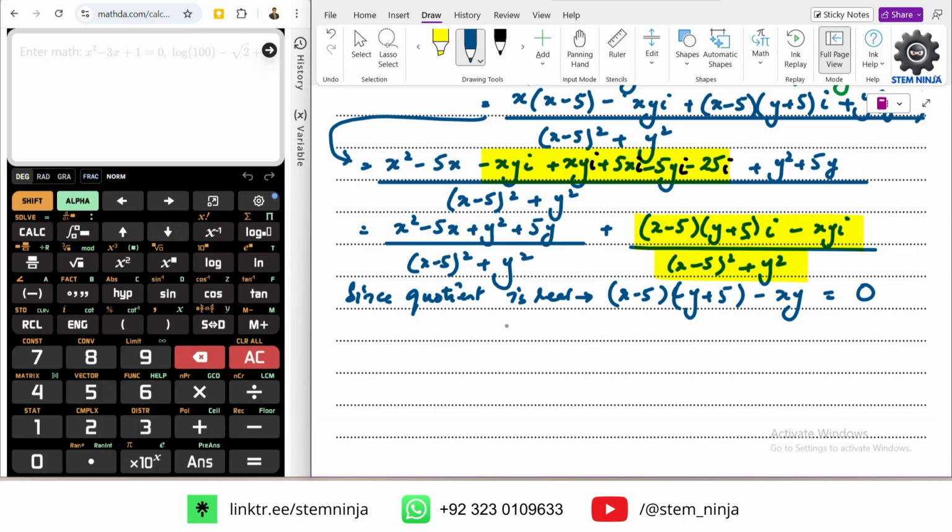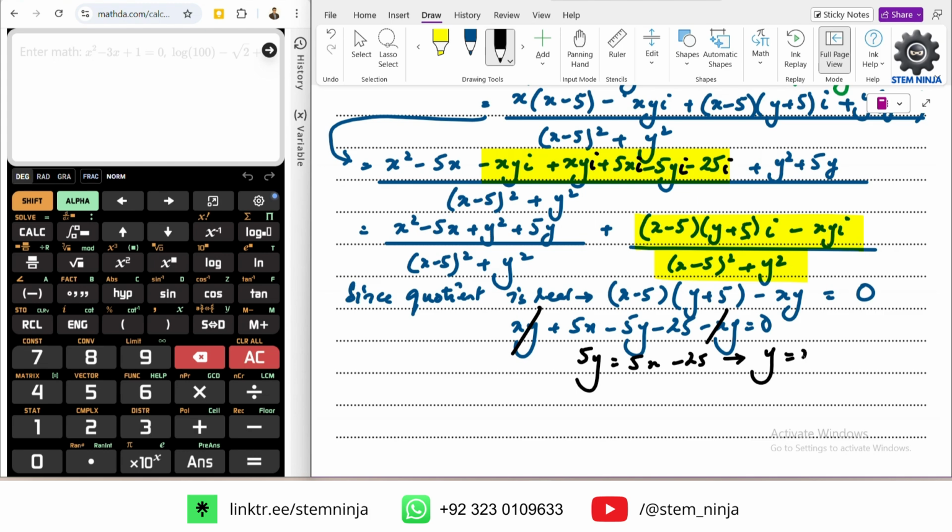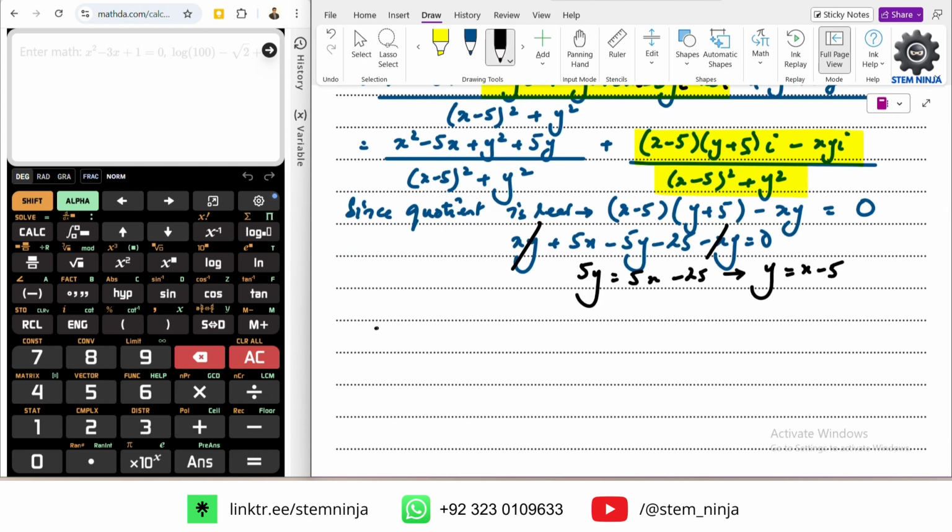Okay, so let's expand this again. So we had xy over here plus 5x. This is not minus, minus 5y minus 25 minus xy equal to 0. You get xy 0. You see we are getting the same equation as before. So you get 5y equals to 5x minus 25, which can be written as y equals to x minus 5. And then the other process is the same.